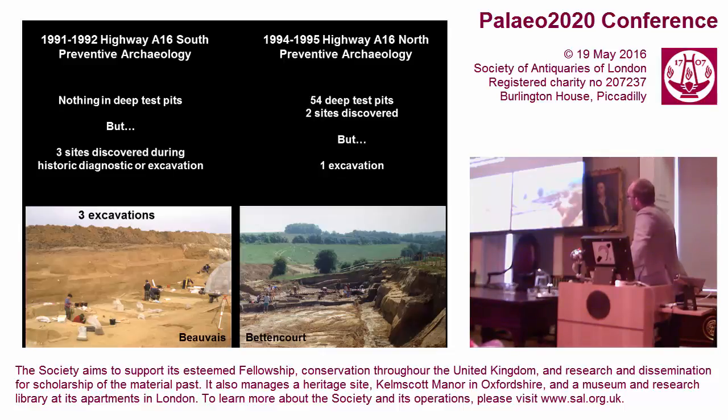And the three sites were discovered during historical diagnostic and excavation. And in the other part, the northern part of the highway, 54 deep test pits were made, and he discovered two sites, but only one excavation was made. It's also a problem of cost. So with the same technique, we have completely different results, depending also on the preservation of the lithic sequence or the Pleistocene deposits in general, and also on the human presence or absence in this territory.